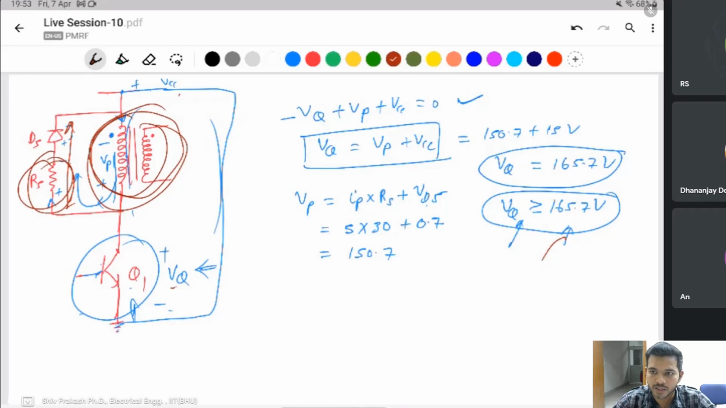Sir, as we increase the duty ratio, the rating of the switch also should be increased. If this one changes, the resistance will change, it has a direct relationship. The resistance will change, and the voltage drop across it also changes or increases. If this increases, then the voltage across the switch also increases.